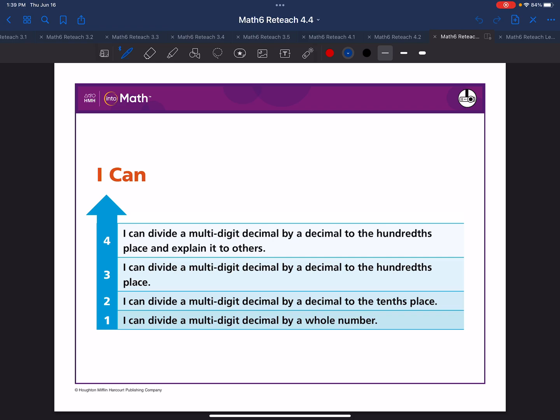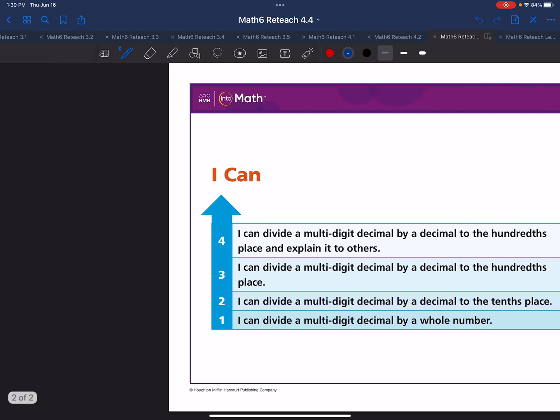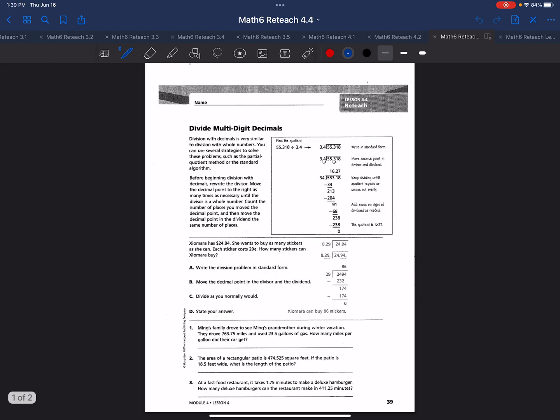Today we will review 6th grade math lesson 4.4. This lesson will cover how to divide decimals. Here's your I can statement. I can divide a multi-digit decimal by a decimal to the hundredths place and explain it to others. Let's begin.